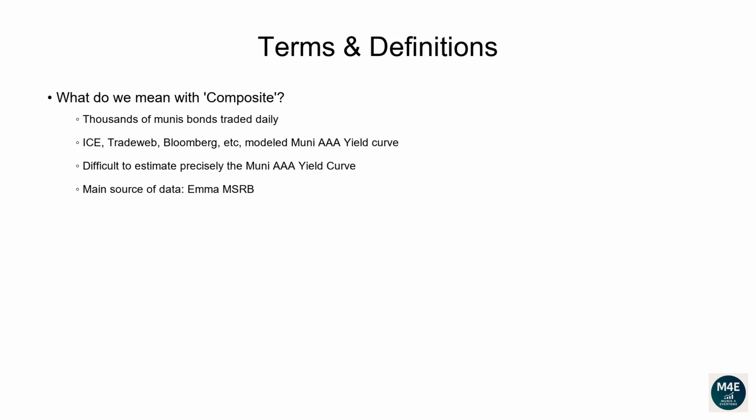Terms and definitions. What do we mean with composite? Every day thousands of Muni bonds are traded, as you can freely see on the EMMA website. Different data providers like ICE, TradeWeb, Bloomberg, to name a few, provide their model-implied Muni AAA yield curve. Given that it's very difficult to tell which curve is more accurate on any given date, we compute for every tenor the average of the yield curves available to us, plus some extra adjustments. Currently, we manually capture yield curves and bond yields available from the EMMA MSRB portal.